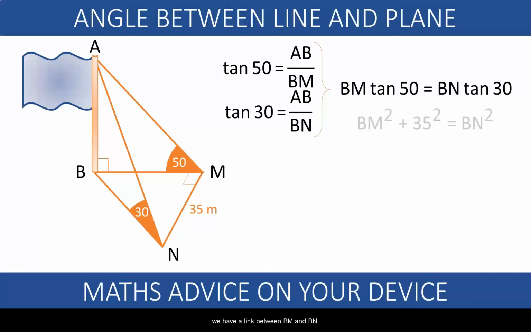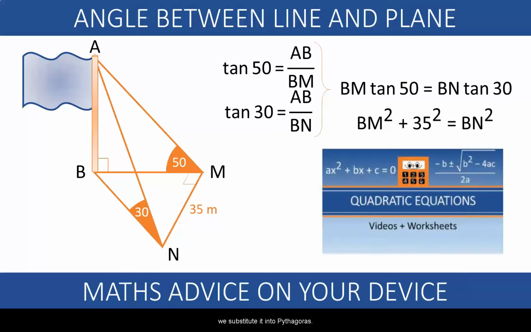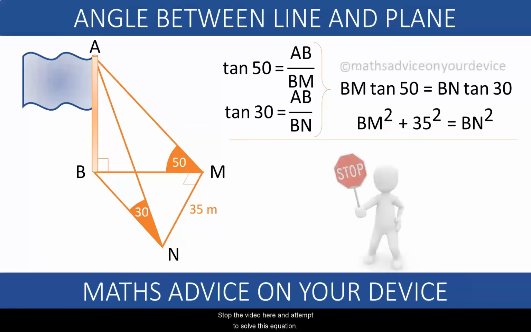We also know, using Pythagoras, that BM squared plus 35 squared equals BN squared. We make BM the subject and we substitute it into Pythagoras. So now stop the video here and attempt to solve this equation.